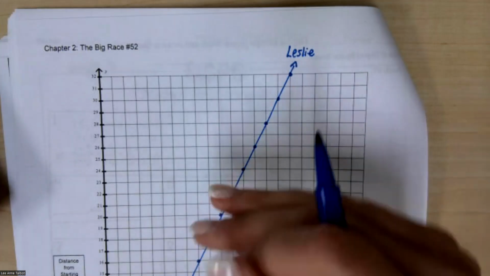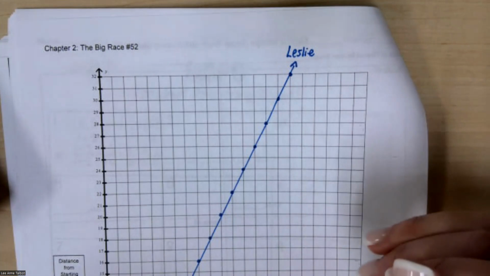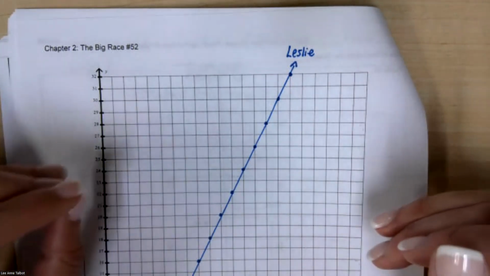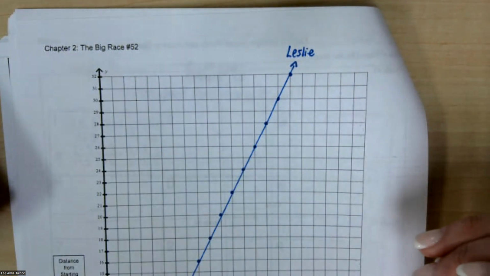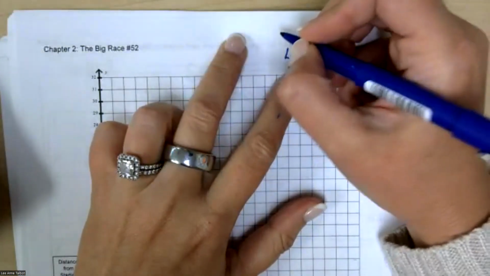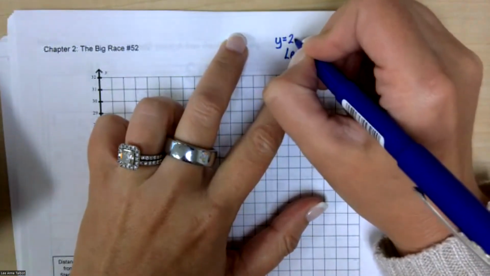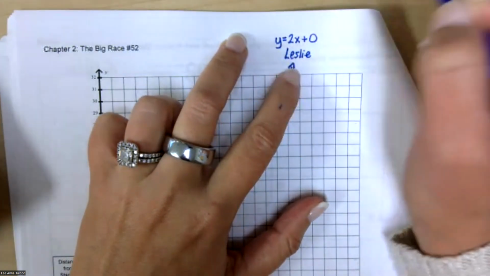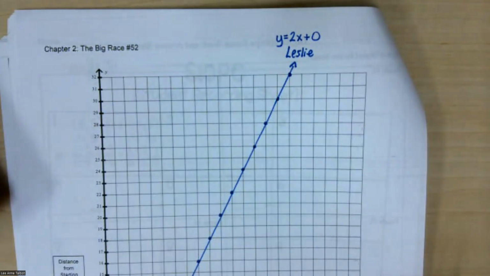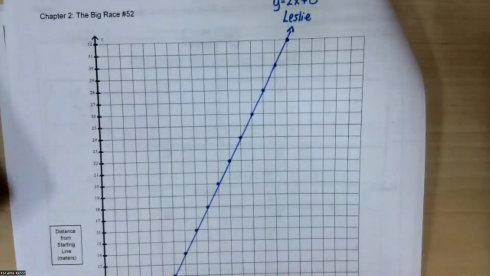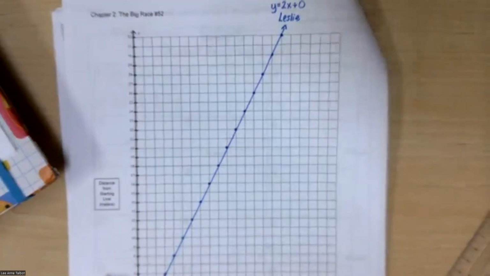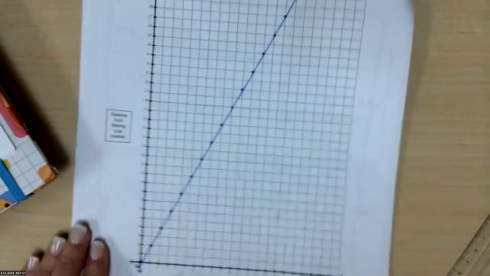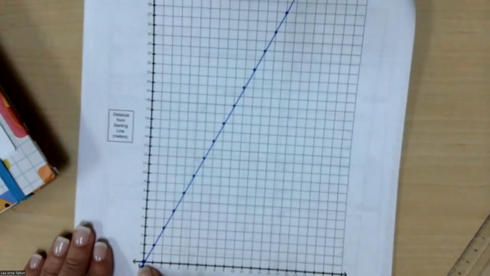Okay, does anybody know what Leslie's equation is? Oh, yes, Mike. Beautiful. y equals 2x plus 0. Excellent answer. I would have also accepted y equals 2x without the plus 0, but I like the plus 0 here specifically to tell that she did not get any kind of head start. She started on the starting line.